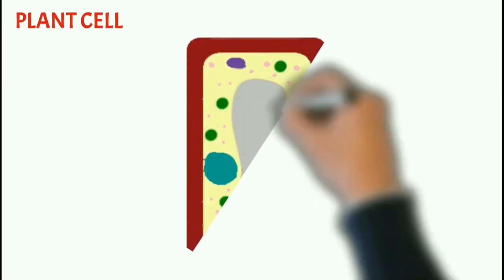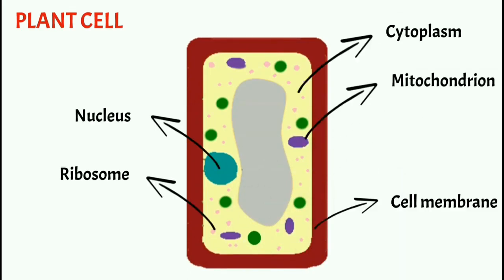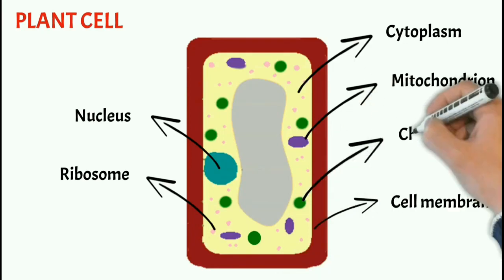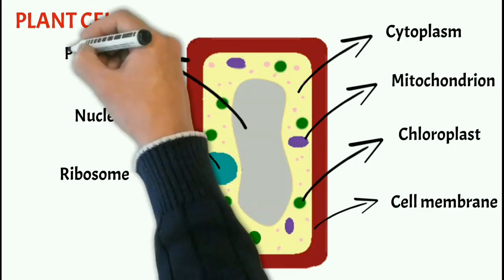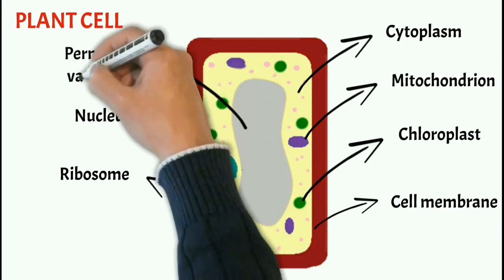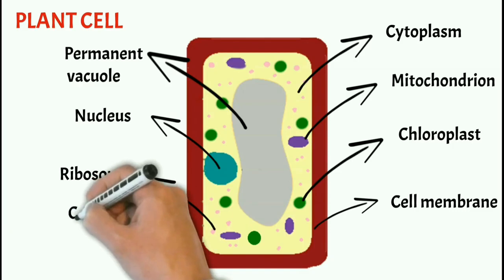So as I said earlier, plant cells contain all the parts of an animal cell, which include the cytoplasm, the mitochondria, the cell membrane, the nucleus, and the ribosome. The next part of the cell is the chloroplast, which is represented by the green circle. The large grey blob in the middle is the permanent vacuole, and the outer border is the cell wall.